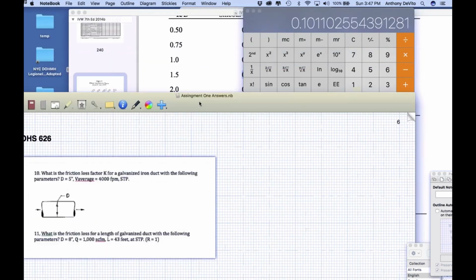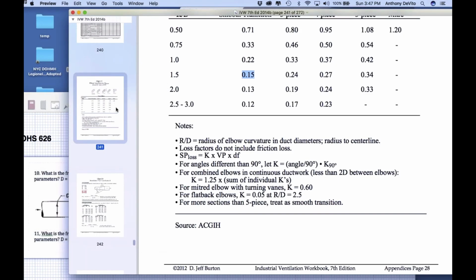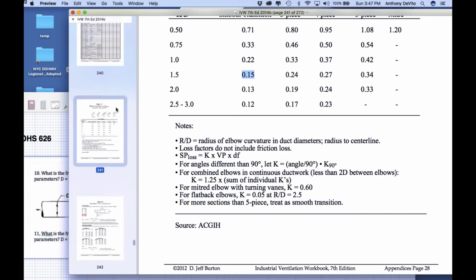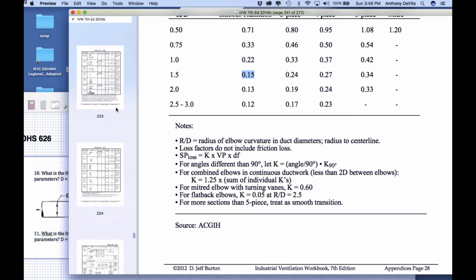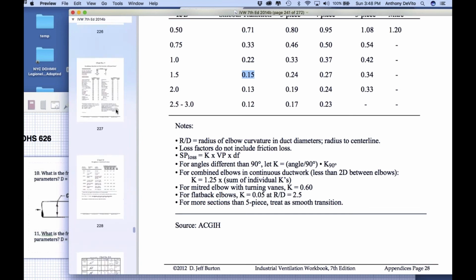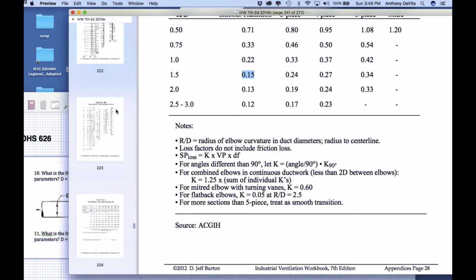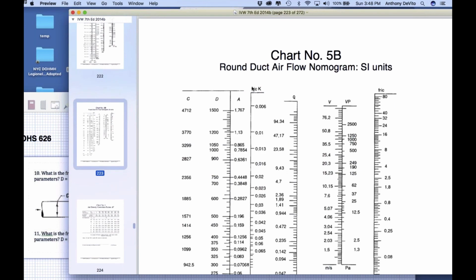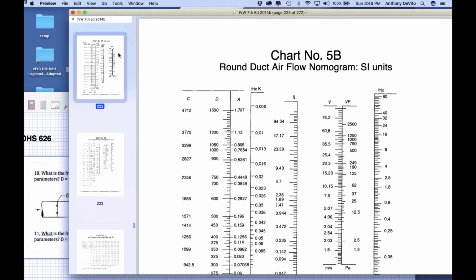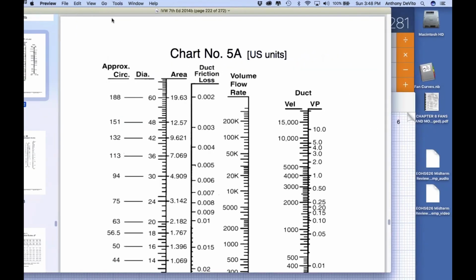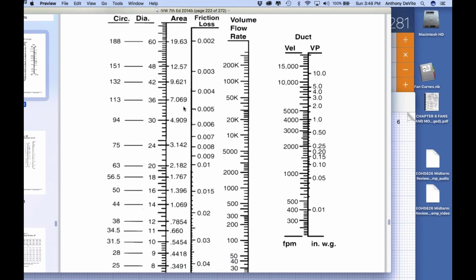Let's go to our table and see if we can find a description of something that'll tell us what that K value is. Well, first of all, we can go to chart 5, and chart 5 is going to give us that value for galvanized iron ductwork. Now notice this is 5B, so that's going to be metric. This is 5A. Okay, and here we go. For instance, right now, here's our friction loss. That's our K factor. And here is our volume flow rate and our velocity.